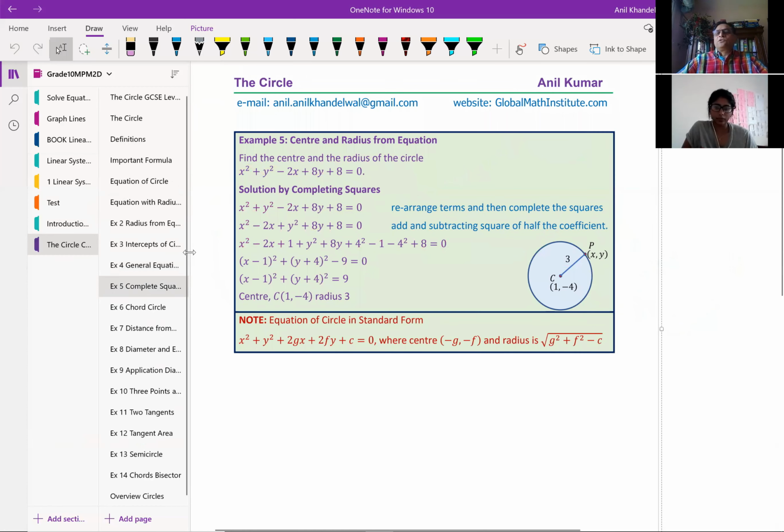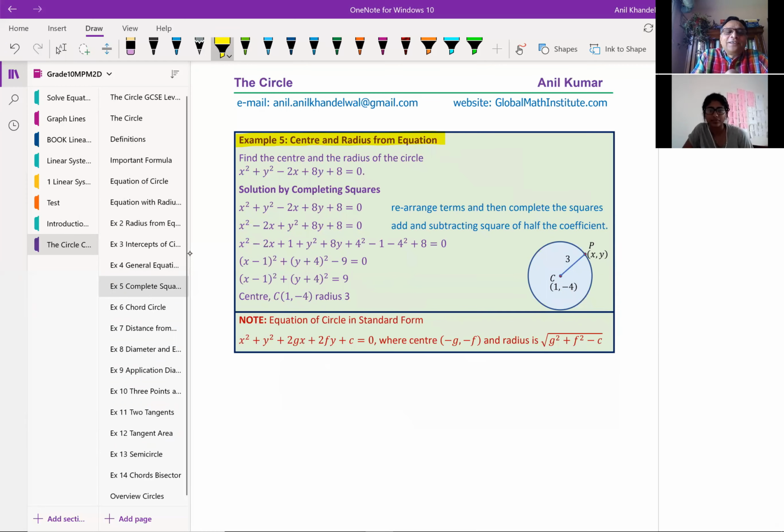You remember the completing the squares method? Find maximum, minimum, and all that, correct? After all, in a circle also we have x squared terms, so that could be handy for us. Let's see how. Example number 5: we'll find the center and the radius from the equation given to us. Not the way you did last time. That was very simple, correct?